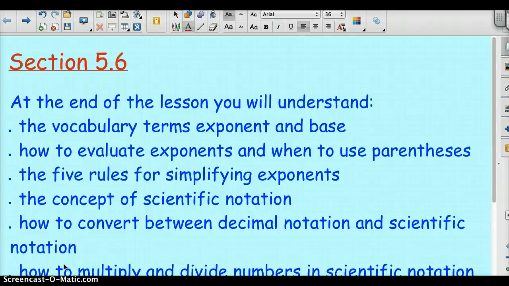This is section 5.6. It's the third video of section 5.6. We're going to talk about some scientific notation today. Easy stuff, not hard at all. Free points, who wants some? Hopefully you're paying attention and we'll pick this up because it's easy.